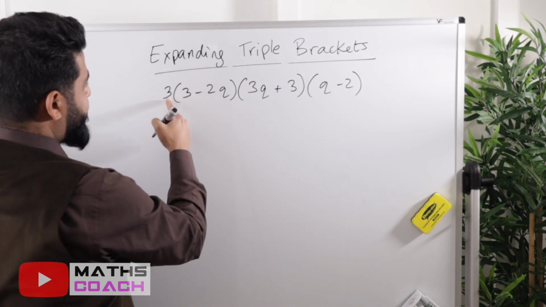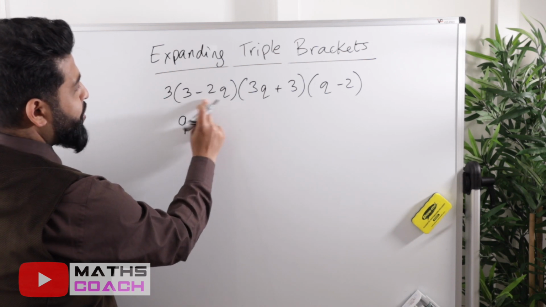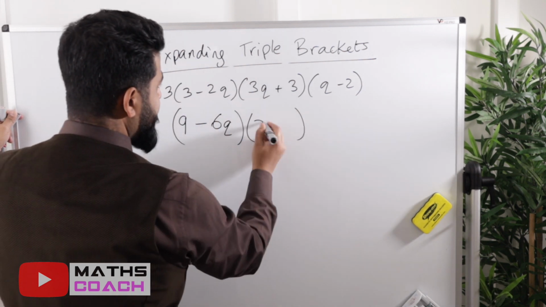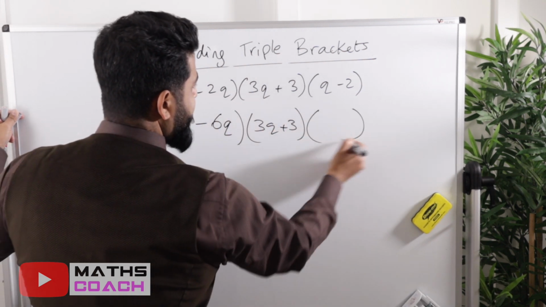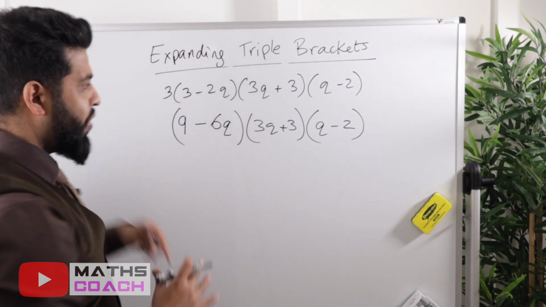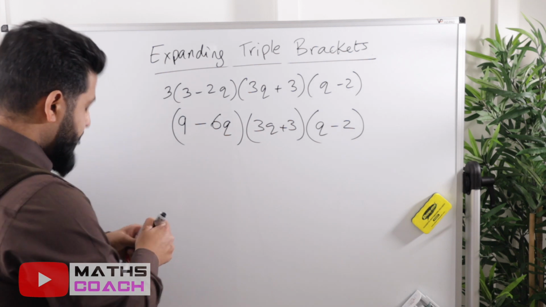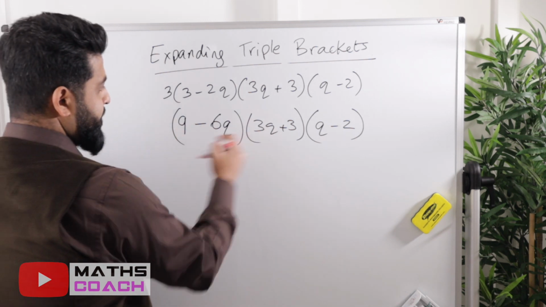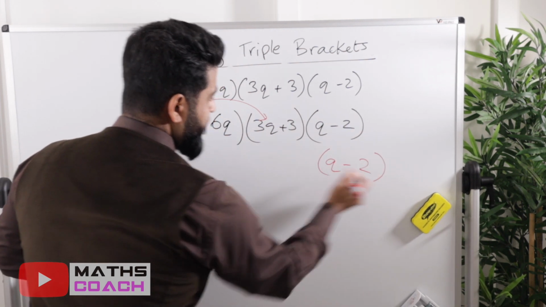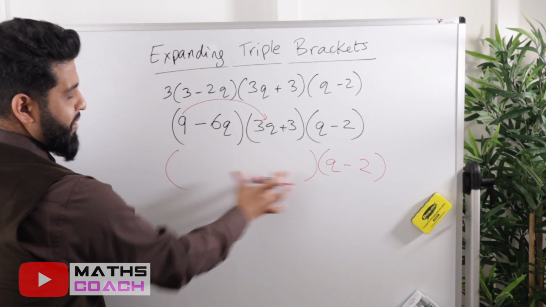Okay, so that's going to be 3 times 3, which is 9, and then 3 times minus 2q, which gives us minus 6q. And there you have the first bracket, which has been expanded with the 3 that was outside, and you have your regular 3 brackets that we have been doing in the previous examples. Okay, so let's do this. 9 times by 3q. Remember, we're ignoring this, so we can just write it now to show that we're ignoring it, and everything that we expand now is going to go inside this big bracket which I've opened up.